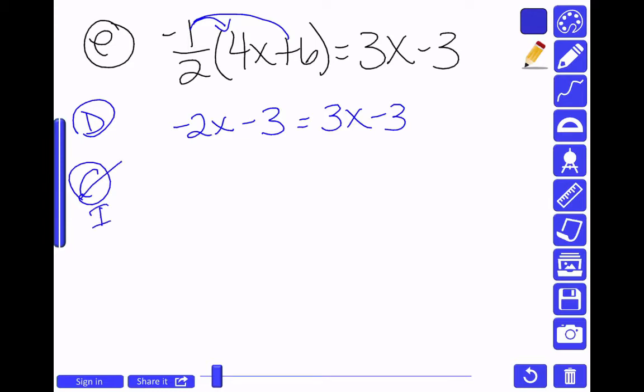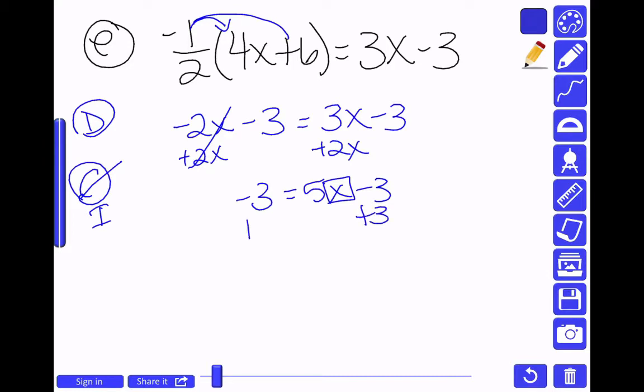So I need to isolate. So I need to get the variable on the same side. So I'm going to add 2x to both sides. So negative 3 equals 5x minus 3. I need to get x by itself, so I'm going to move the constant by adding 3. Negative 3 plus 3 is 0. Equals, negative 3 plus 3 is 0 also, but I still have a 5x here.